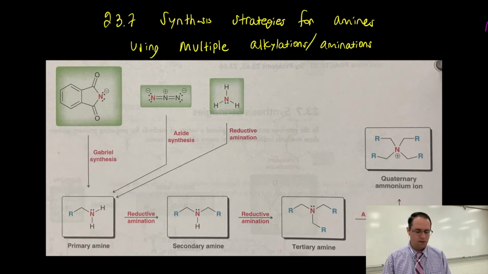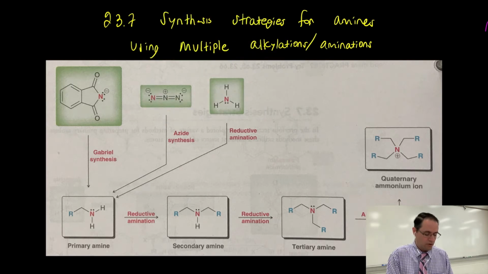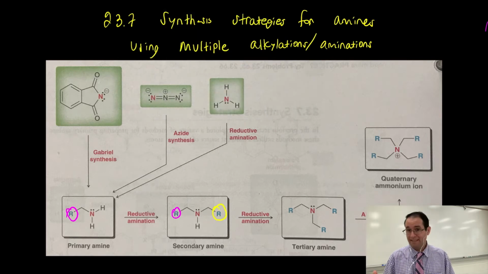This is a figure from the textbook, and we can see that the Gabriel synthesis, the azide synthesis, and reductive amination can all create a primary amine, and this R group could be one of your choosing, okay? It could be a methyl, a phenyl group, whatever, okay? Now you can do this a second time to introduce a different, or the same if you wanted to, alkyl group, okay? So this could be symmetrical or unsymmetrical as you see fit.